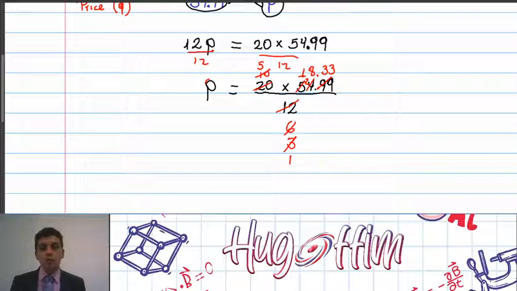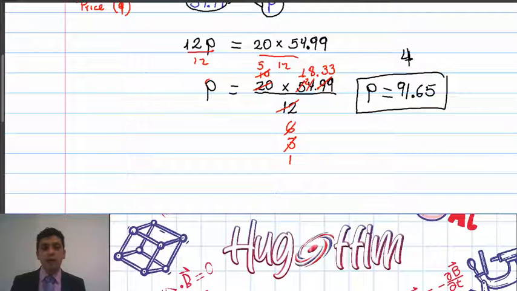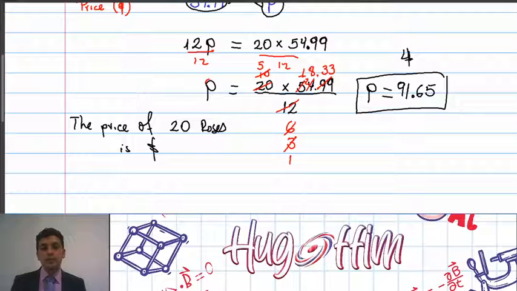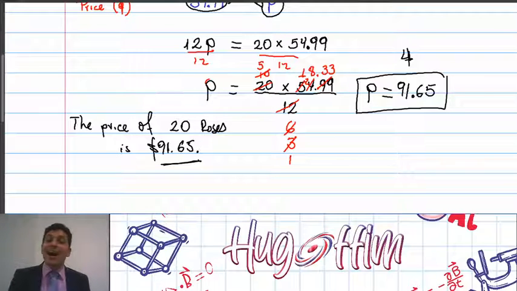Now I'm just going to multiply these numbers. 5 times 3, 15. 5 times 3, 15 and 1, 16. 5 times 8, 40 and 1, 41. 5 times 1, 5 and 4, 9. And I got my price. So the price of 20 roses is $91.65. And this is how you solve a problem with proportions.